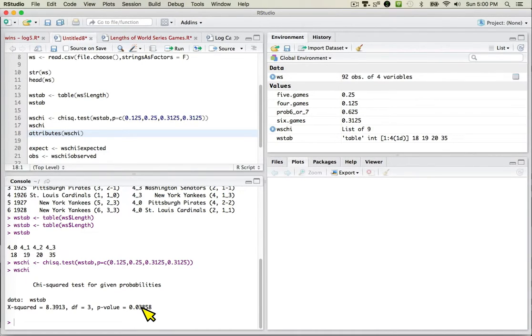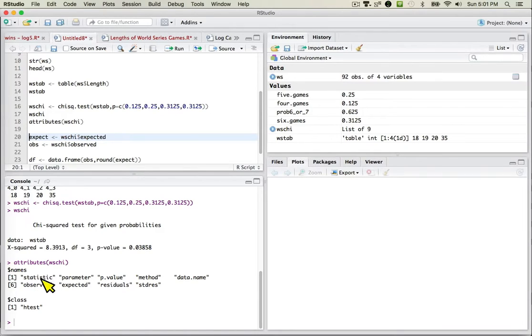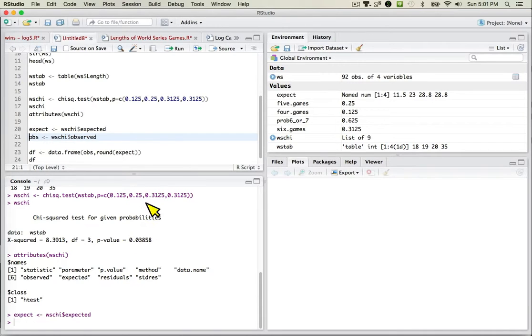Anytime we do an analysis in R, we can usually find information on that analysis using the attributes command. So as long as we save our analysis to an object, WS chi in this case, I can ask what information is available, and you can see down below that I have various and sundry statistics that I can call. What I'm going to do here is to use a couple of them. One is the expected number, so I'm going to call that expect. So I'm asking for the expectations. And I'm also going to have the observed values that are down here, and I'm going to call those and assign those to OBS. So I'll run that as well.